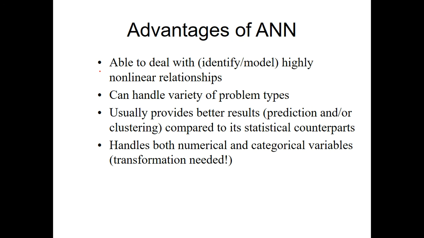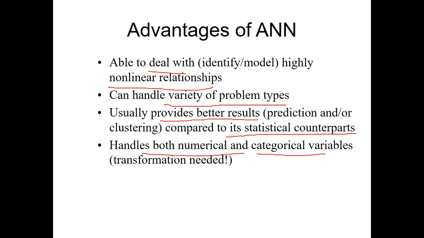Advantages of ANN: it is able to deal with highly non-linear relationships. Having the hidden layer, non-linear relationships will be achieved. It can handle a variety of problem types. It provides better performance compared to its statistical counterparts like Naive Bayes classification. It handles both numerical and categorical types of variables, but if it is categorical, we need to transform it into numerical types.